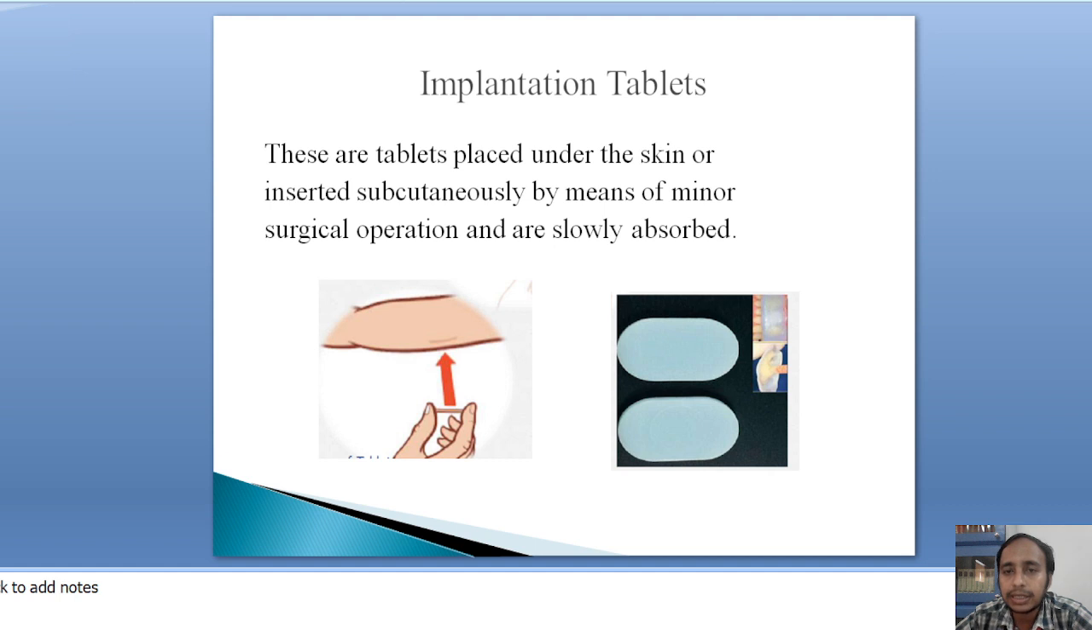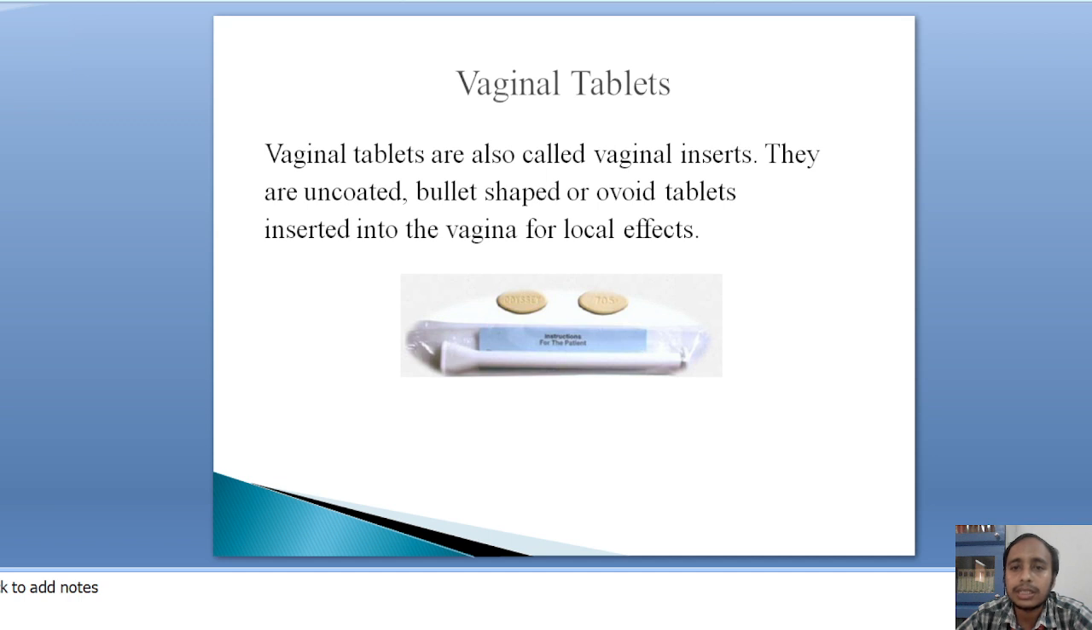Next is the implantation tablet. In the pictures you can see that it is a small surgical procedure. By this process we place the medicament below the skin. Tablets are placed under the skin, or inserted subcutaneously by means of a minor surgical operation, and slowly absorbed this way.